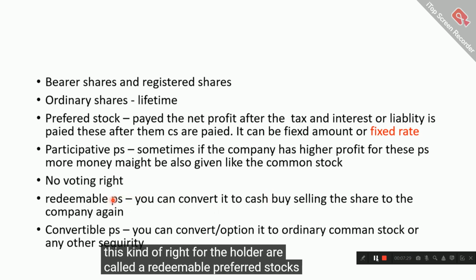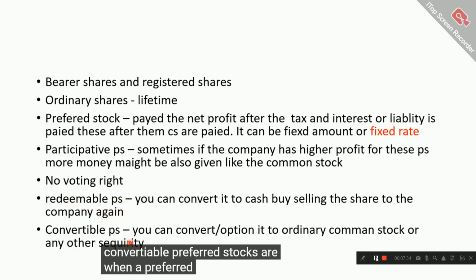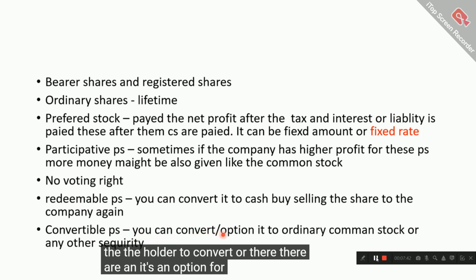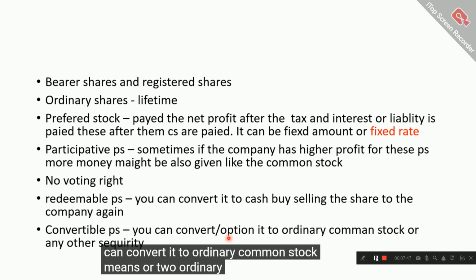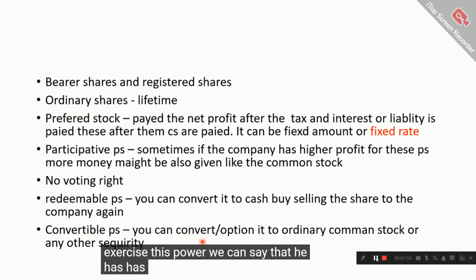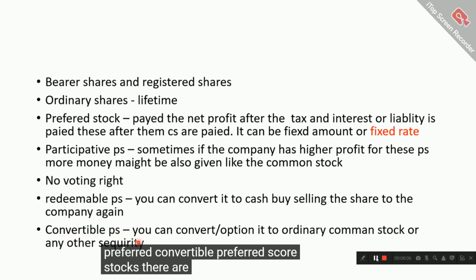A convertible preferred stock is a preferred stock that allows the holder to convert it, as an option, to ordinary shares or common stocks, or any other financial security. This means if the holder exercises this power, we can say that he has already converted his preferred stocks. That's why they are called convertible preferred stocks. There are these kinds of preferred stocks.